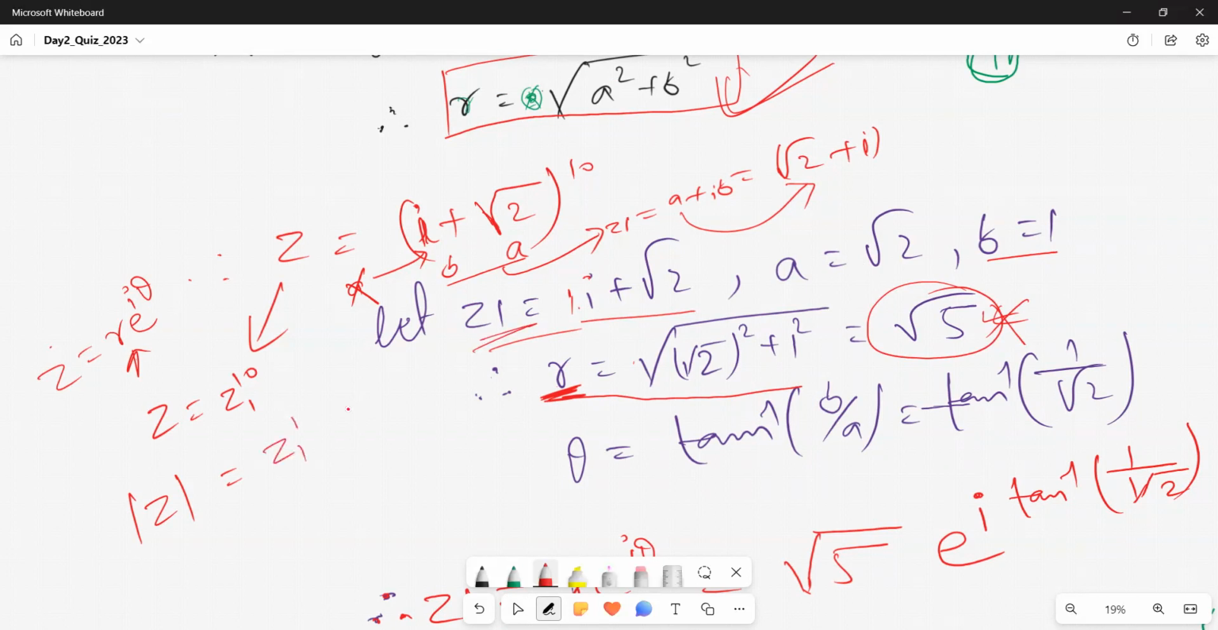So Z1 we have to the power 10. So we write R e to the power I theta, whole to the power 10. So it is R to the power 10 e to the power 10 I theta. So this is the absolute value of Z: R to the power 10, that is root 5 to the power 10.